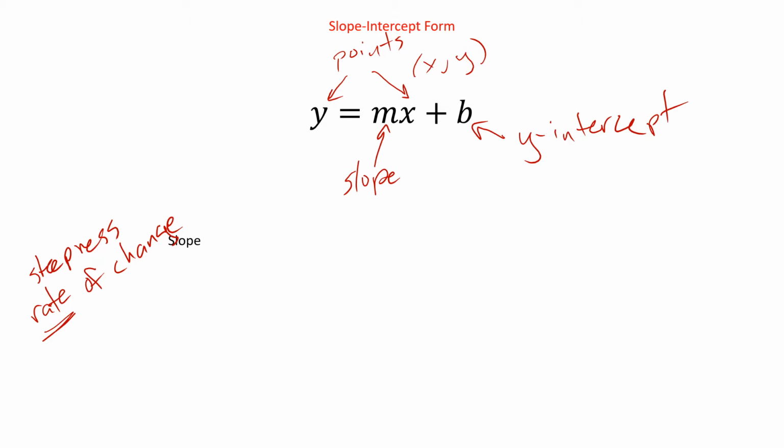It could be the speed of a car is a rate of change. If you're dealing with a word problem and you have something that has a unit of something per something, that's probably going to be your slope. So it's a steepness. It's the rate of change. A lot of times we think of it as the rise over the run, which the rise is going to be the change in y, and the run is the change in x.